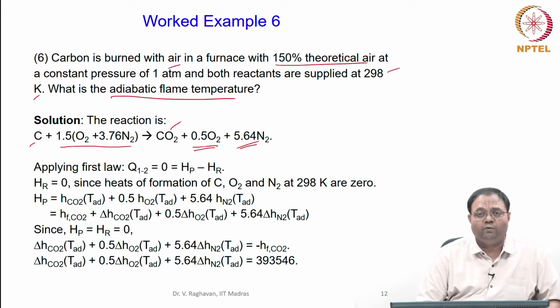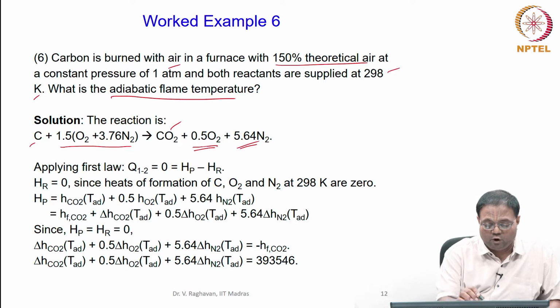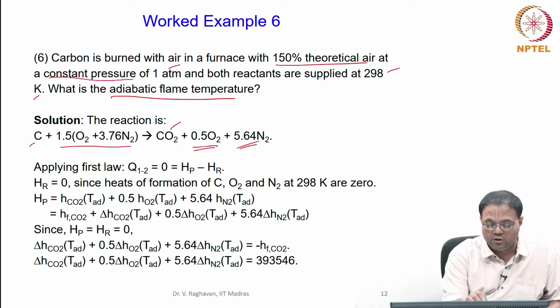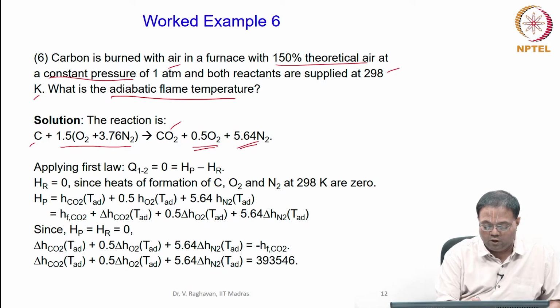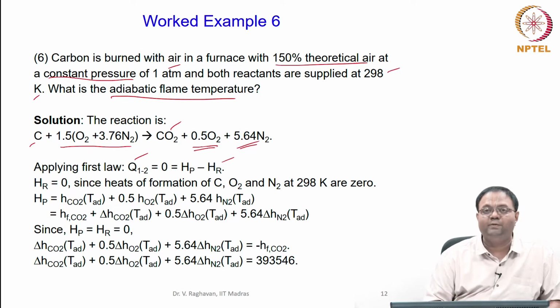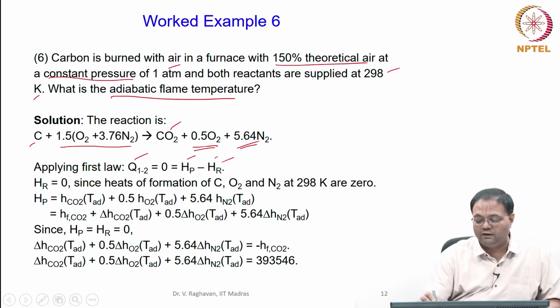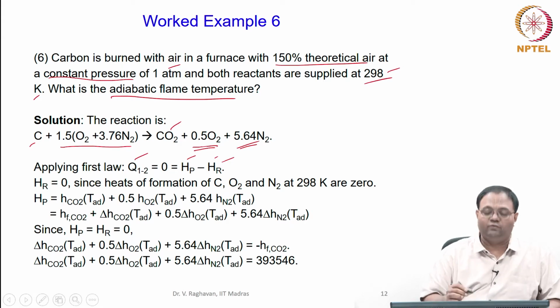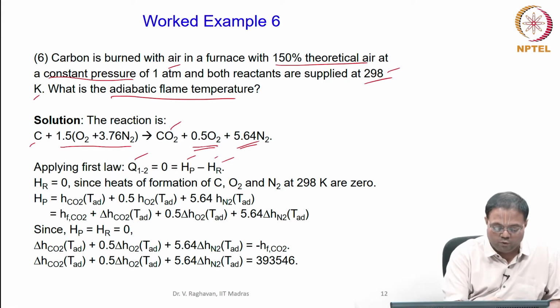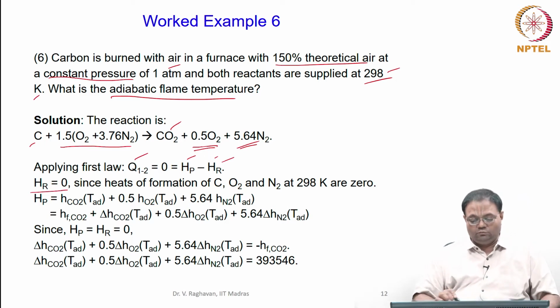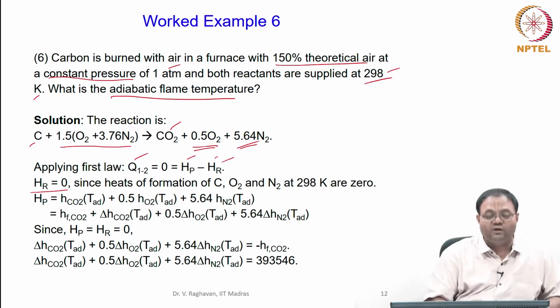Okay, now from the first law, this is a constant pressure process, so the heat interaction is nothing but the enthalpy change. The final state enthalpy is Hp and the initial state enthalpy is Hr. Now Hr is 0, because CO2 and N2 are basic elements at 298 Kelvin, so Hf is equal to 0, so Hr equals 0. Okay. Now what is Hp?